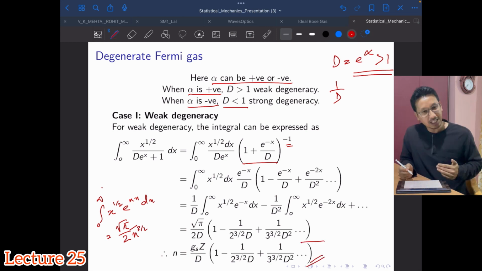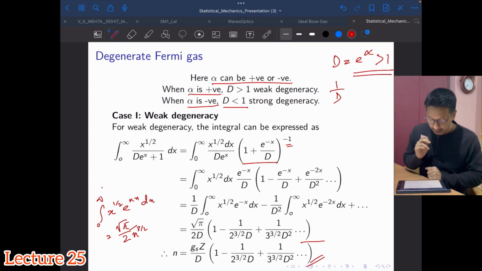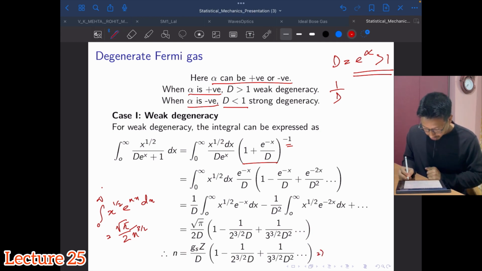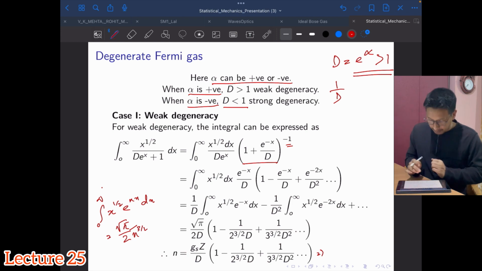Okay, so this is your expression for the total number of particles, or total number of fermions, in the system. I will be using one expression, so from here I can get an expression for GS. When I require it, I will get that.